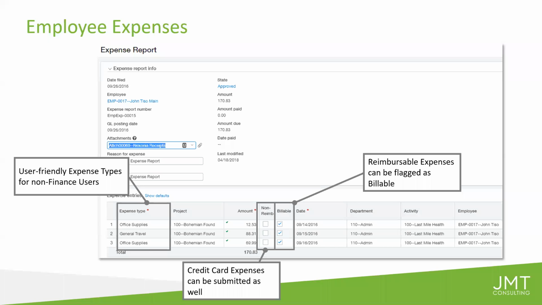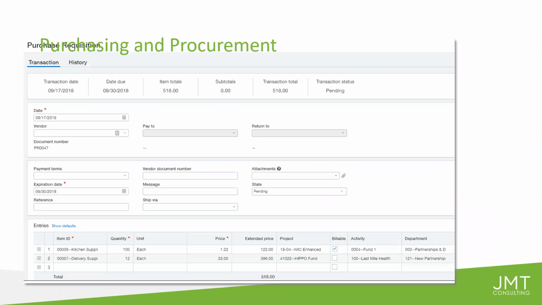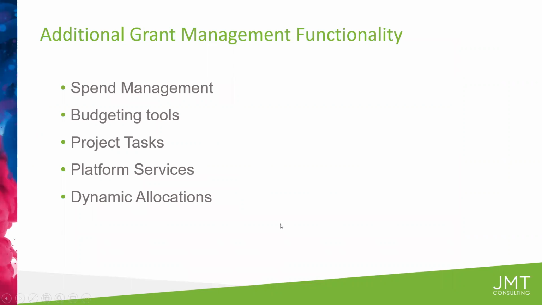So if you wanted to enter in credit cards, you could mark them as non-reimbursable here, and then it will get charged to the grant, because you can't charge a grant through a credit card entry. Okay. Here, this is in purchasing, where you'll notice that you had that billable box that I mentioned before.